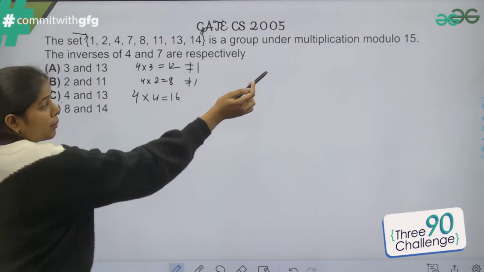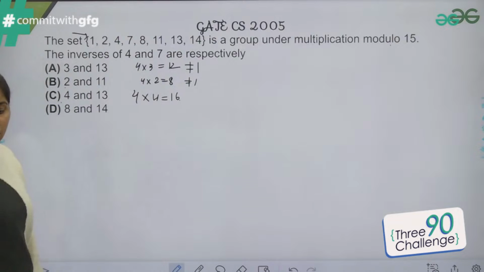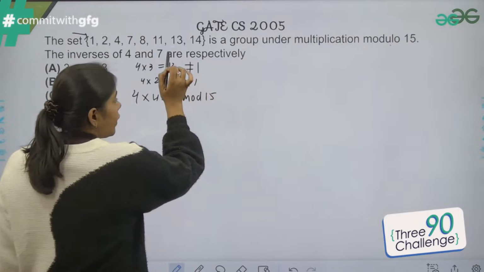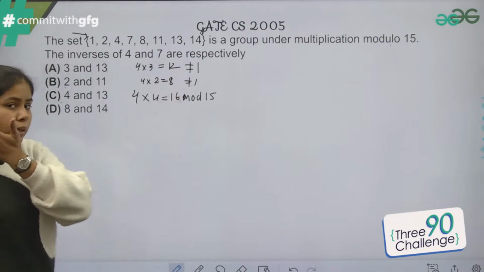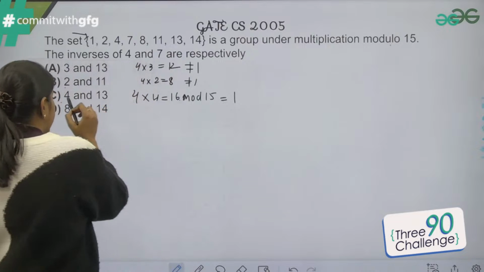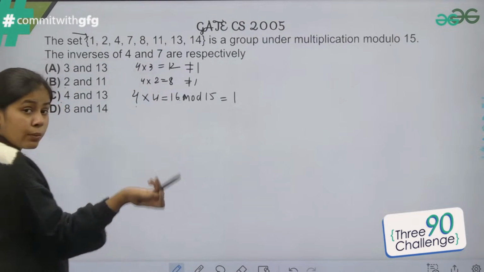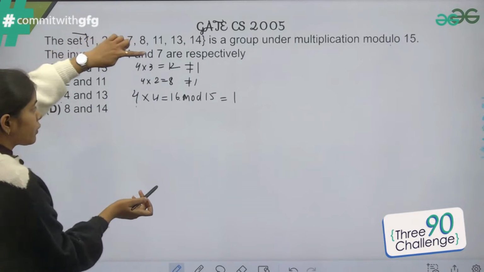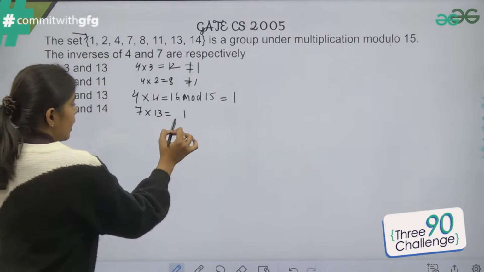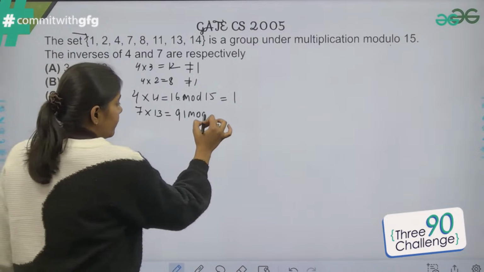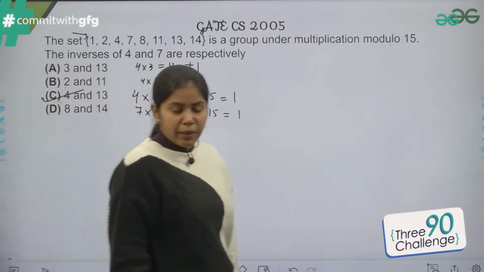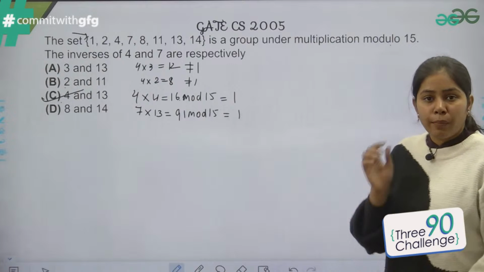The group is multiplication modulo 15. So if I write down 16 modulo 15, because 12 modulo 15 and 8 modulo 15 do not give me 1, right? 16 modulo 15, I get 1. So that's why 4 is an inverse. 4 is an inverse of itself, right? But I have to check for 7 as well. So 7 is 13. If I solve this, I get 91 modulo 15. That would give me 1. So that means 4 and 13 would be the inverses. Simple question, guys.